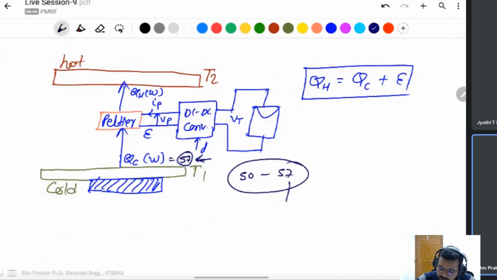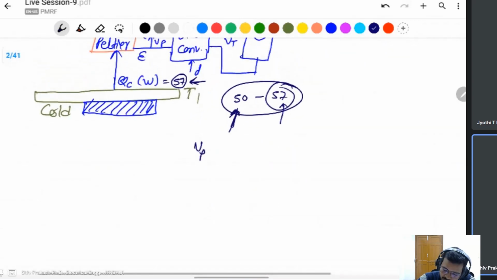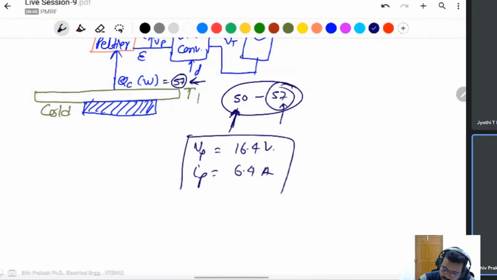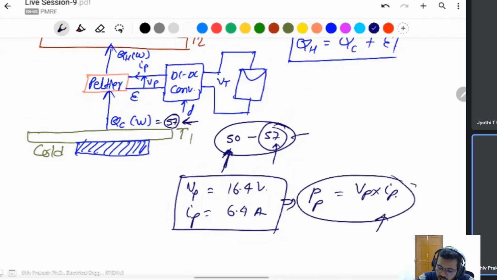Suppose you select 57, but it will transfer only 50 watt in any condition. At any condition, it will supply only 50 watt. But if you calculate it at 57 watt, you will find VP is given as 16.4 volt and IP is 6.4 ampere. This is the sum power. PP you can say as VP into IP. This power is related only to when it transfers 57 watt.